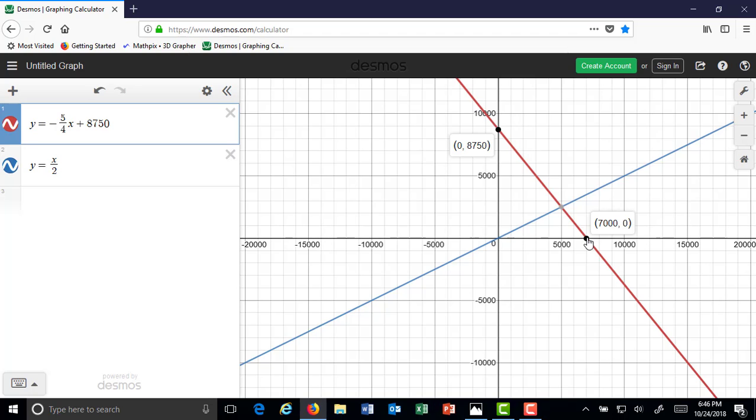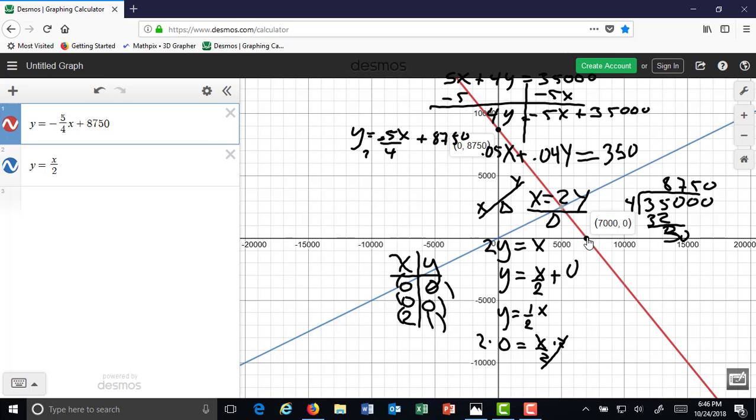What do I do? I set these two equal to each other. Right? And I solve for x. I'm just setting the two equal to each other. So x over 2 is going to be equal to minus 5/4 x, I'm bringing the x back up where it should be, over 4 plus 8,750. Now, to get rid of the 4 and the 2, I can multiply both sides by 4. Correct? Yeah. So I'm going to multiply by 4 here. And I'm going to multiply this whole side, to be fair, by 4.